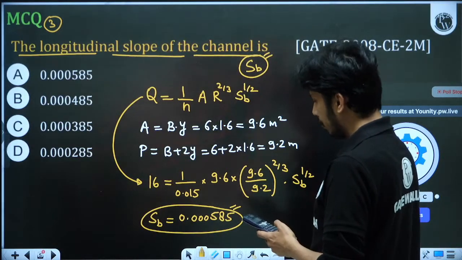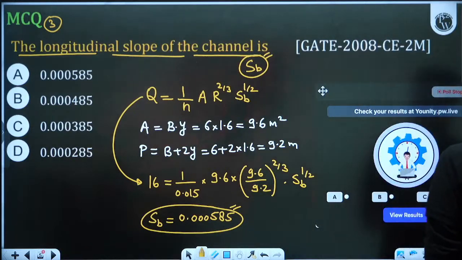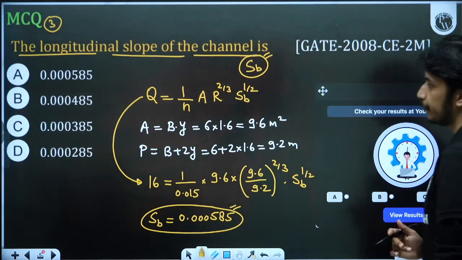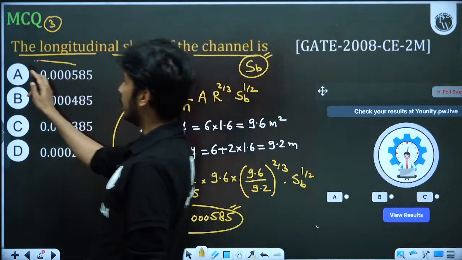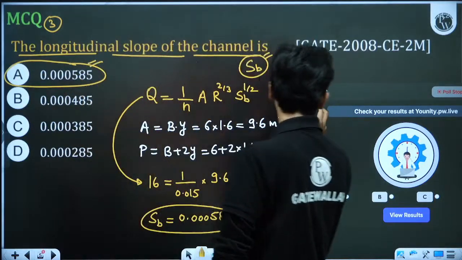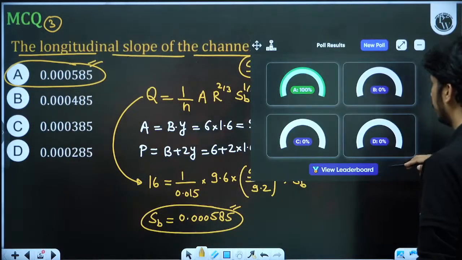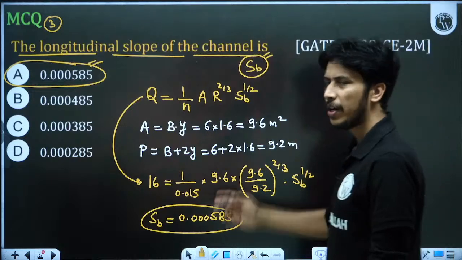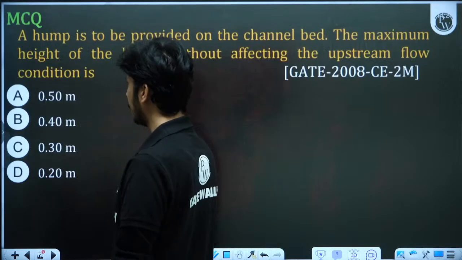Yes, 0.000585. It is absolutely correct. So here we have got A part as the correct answer. As I know, the answer will be correct for everyone. Just you have to do the practice here.